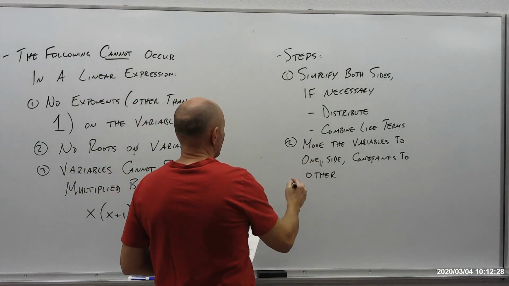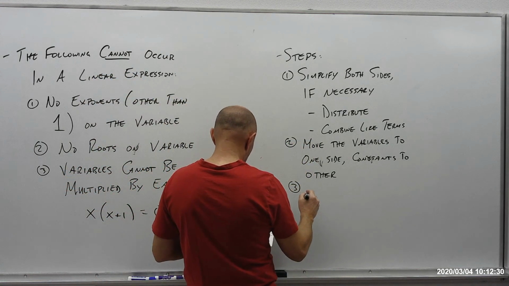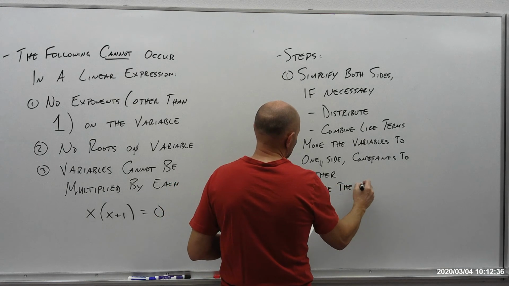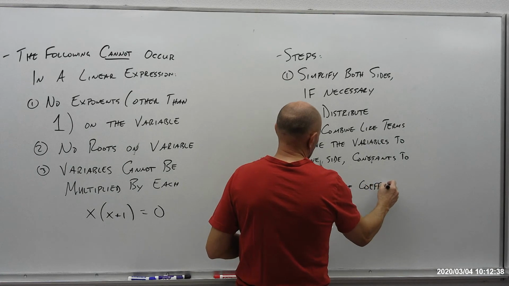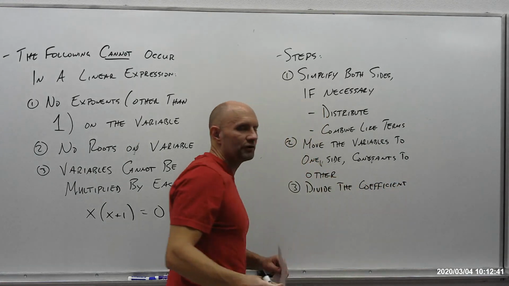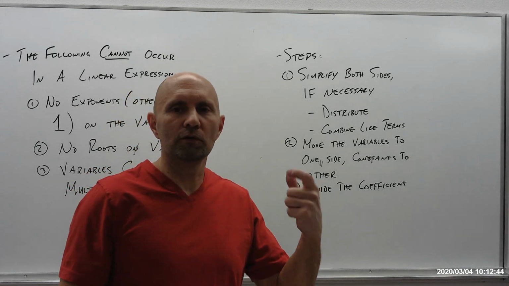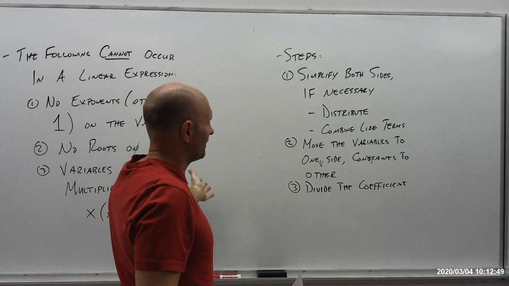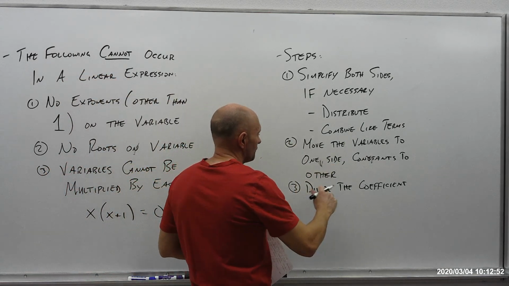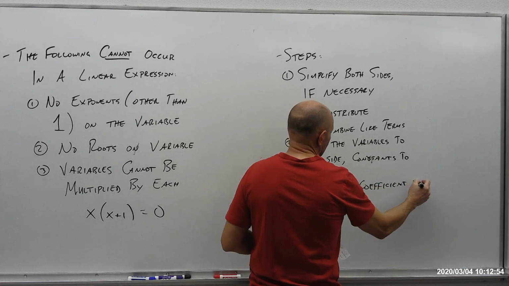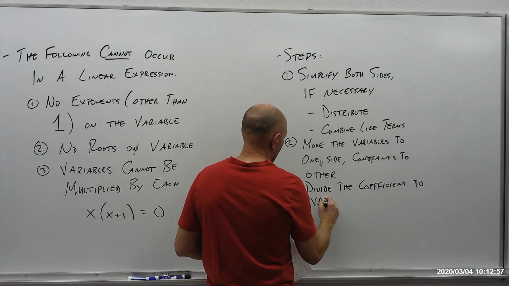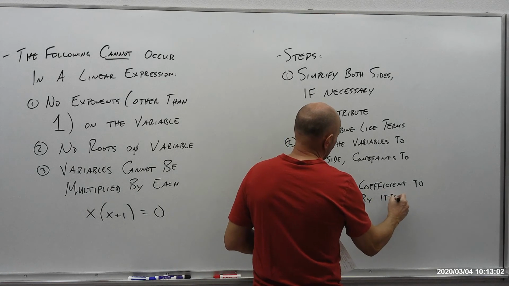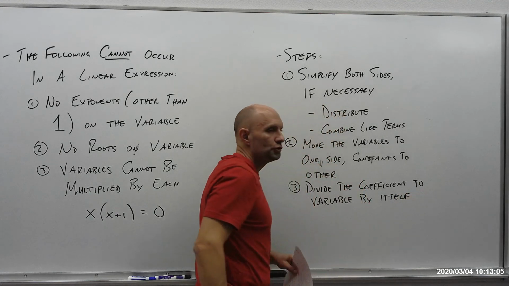Once we do that, once we have isolated the variable, then we can divide by the coefficient. And remember, what is the coefficient? We talked about this last time. It's the number that's in front of the variable. So whatever number we have left in front of the variable, let's say on the left side, divide by that coefficient to get the variable by itself. And that will give us the solution.